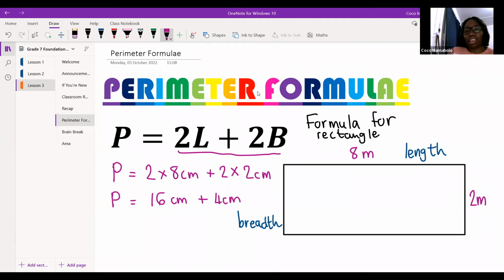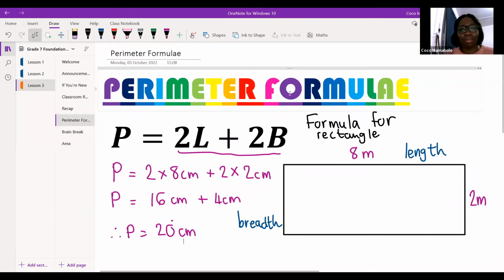Samkelo gave you a hint. Therefore, P is equal to 20 centimeters. Excellent. Therefore, P is equal to 20 centimeters. Easy stuff. Well done. Amazing. Coco, is it meters or centimeters?